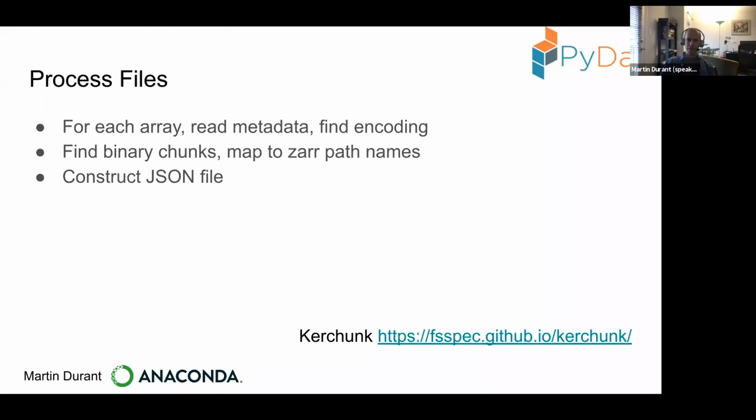So what Kachunk does, for several file types, we handle HDF, GRIB, FITS, and TIFF at the moment. Those are the things that can be used. It reads through those files, and for the various arrays that are encoded, it reads the metadata about what that array is like, its shape, its dtype, how it's encoded, how it's compressed. And it constructs a JSON file that contains this information.